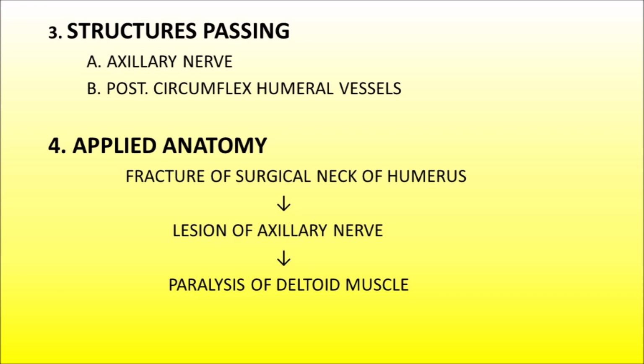Let us end this section with the applied anatomy. Fracture of the surgical neck of the humerus causes lesion of the axillary nerve leading to paralysis of the deltoid muscle.